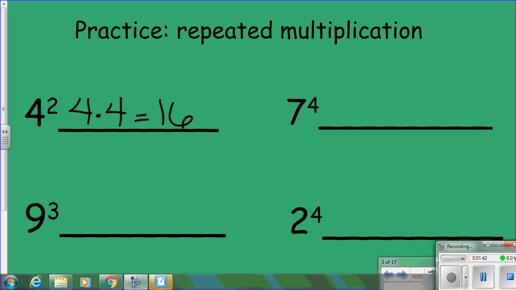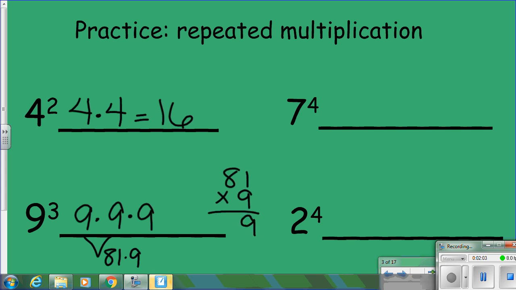Okay? 9 to the 3rd power looks like what as a repeated multiplication? 9 times 9 times 9. Okay? What's 9 times 9? It's 81. And then we have to multiply it one more time times 9. 9 times 1 is 9. 8 times 9 is 72. The answer is 729. Your numbers are going to be larger because you're multiplying. So they're not going to be little numbers.